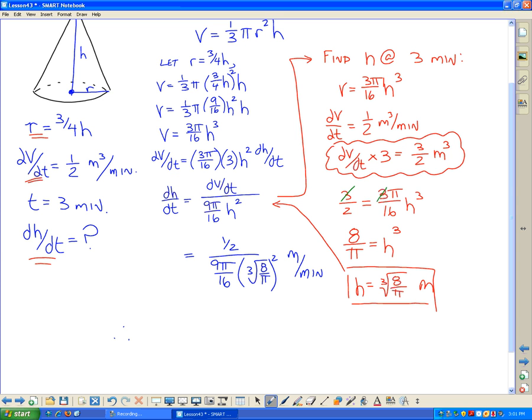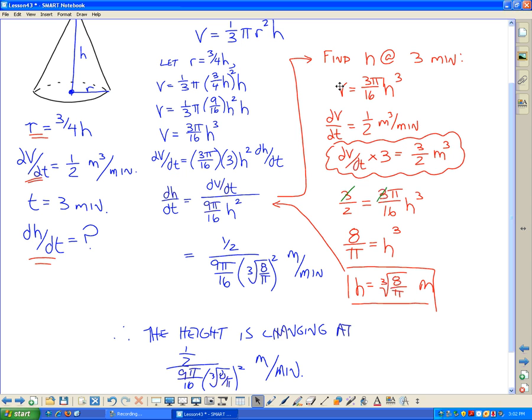So therefore, the height is changing at 1/2 over the 9 pi over 16 cube root of 8 over pi squared meters per minute. All right. So that's it. So you move on to the next question from that point.